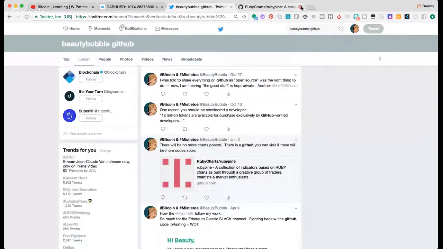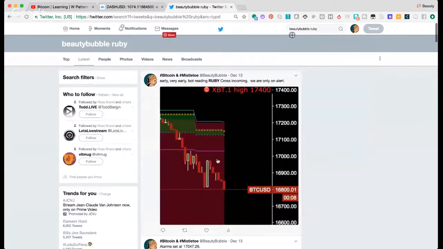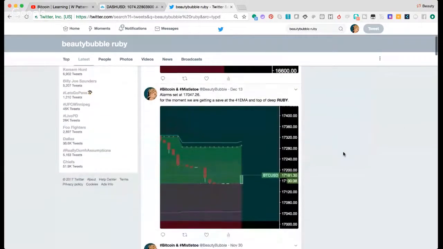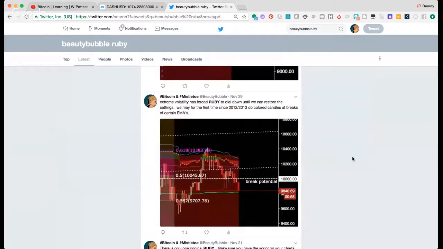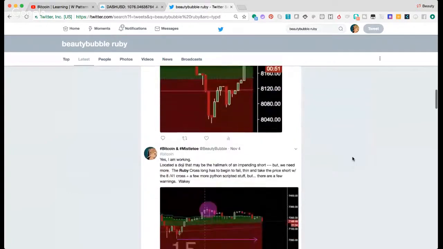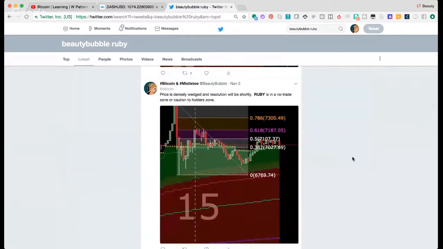Also, when we're over at Twitter, you can see that I used to mark off my Twitters. You can kind of see I do close-ups. Everyone knows when they see these, like Deep Ruby, what is Ruby doing? Ruby's broken, Ruby's held, extreme volatility, watch out, Ruby's taken over the world. Do you see what I mean? So it's just not for everybody. Price is densely wedged in, resolution will be shortly. Ruby is in a no trade zone or caution to holder zone. So it's things like that that I talk about.